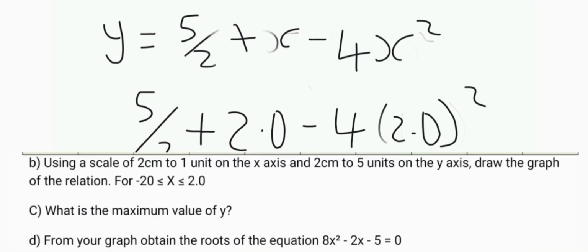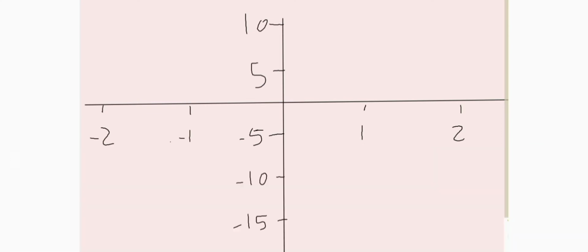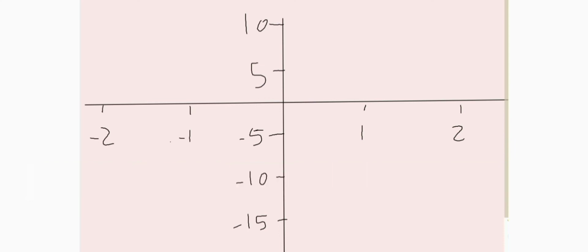Okay, so now let's go to how to plot the graph. Using a scale of 2 cm to 1 unit on the x-axis and 2 cm to 5 units on the y-axis. That means that on the x-axis, for each 2 cm, we should have only 1 unit there, like 1, 2, 3. That's why in my x-axis, you can see that I only have 1, 2. And on the y-axis, for each 2 cm, they should have like 5 units, that should have like 5, 10, 15. Do you get that?